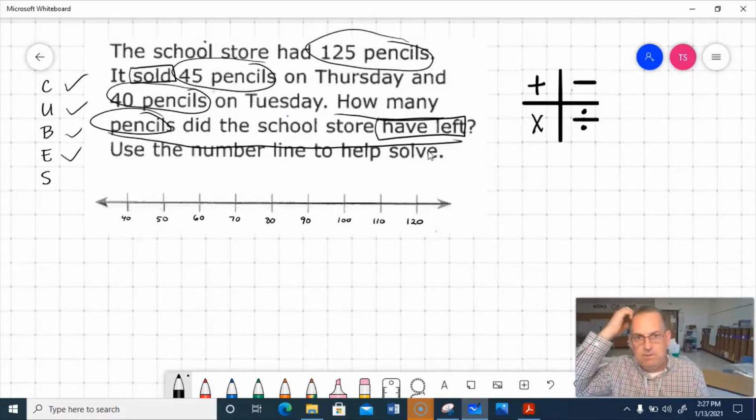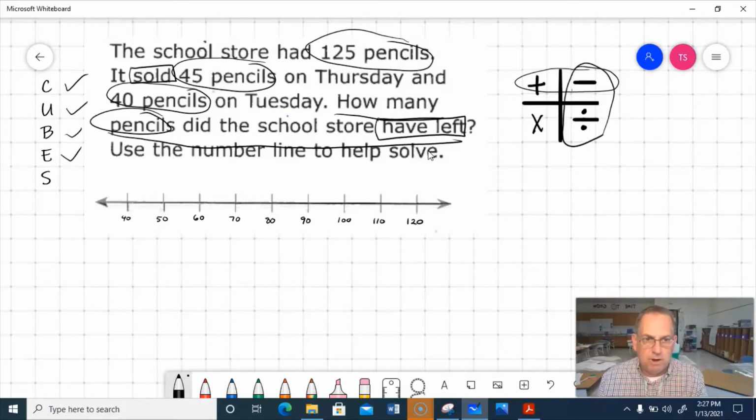First thing I'm going to look at is labels. Okay, 125 pencils, sold 45 pencils, sold 40 more pencils. And I'm trying to find out how many pencils there are. All my labels are the same. So that's kind of telling me it's going to be probably addition or subtraction. And these keywords right here tell me it's going to be smaller. So they sold and how many they have left. That's kind of telling me there's 2 operations that make things smaller. That's subtraction and division. So I think I'm going to have to subtract.